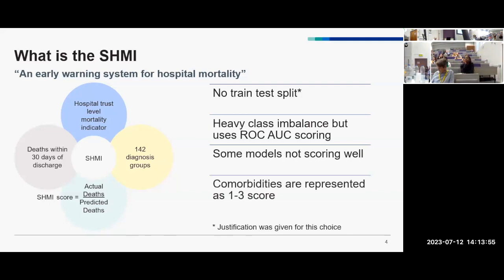Maybe this was because the SHMI represents a patient's diagnostic condition, with all the richness of a patient's condition, with a score between 1 and 3. Either they are well, ill, or very ill.